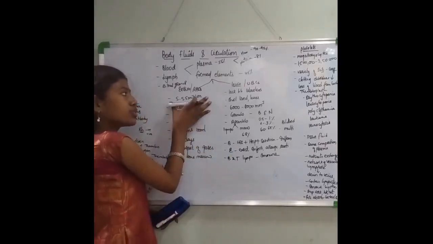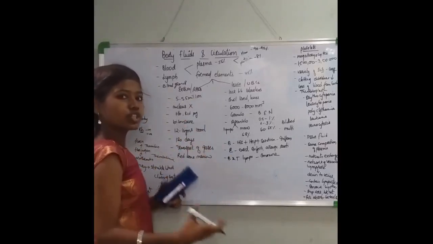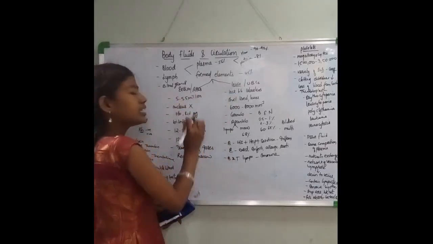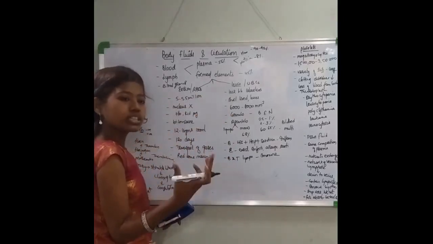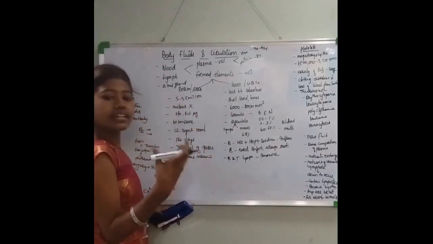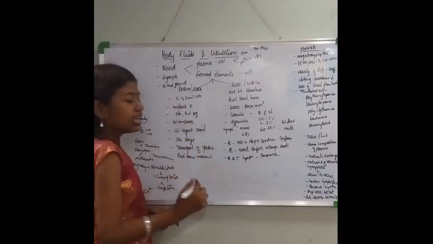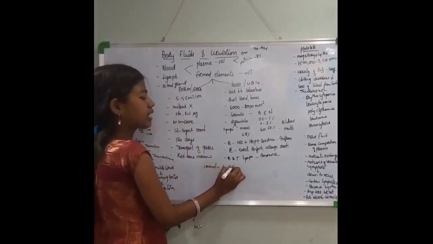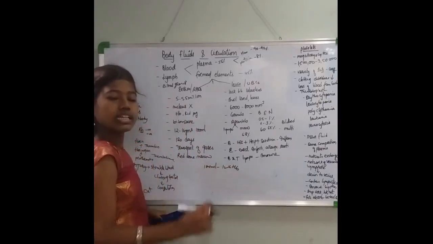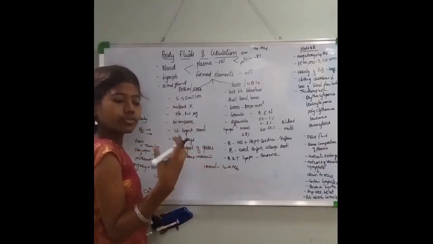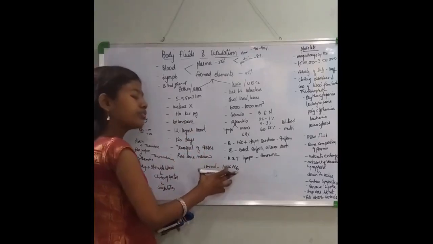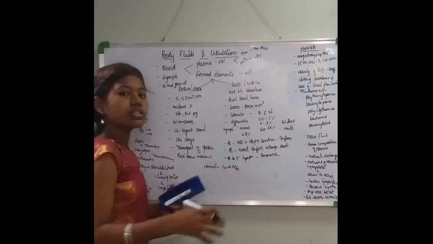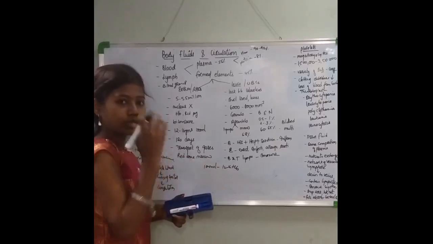So this is the average value in an average healthy adult: 5 to 5.5 million RBCs, no nucleus, biconcave in shape, with a red iron-containing pigment called hemoglobin. In 100 ml of blood, you will find about 12 to 16 grams of hemoglobin. The lifespan of an RBC is about 120 days.